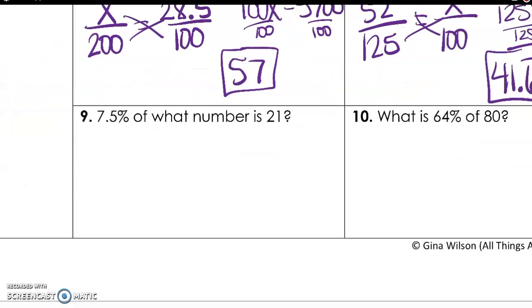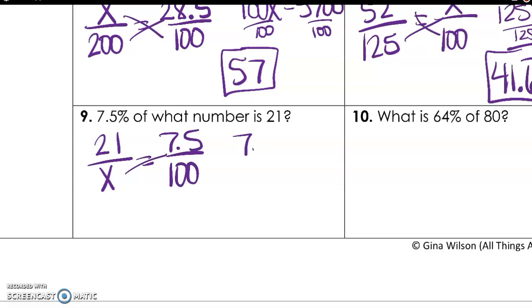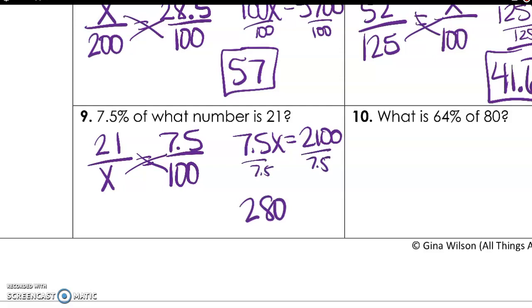Number 9, 7.5% of what number is 21? So 21 over x, since we don't know the of, equals 7.5 out of 100. 7.5x equals 2,100. Divide by 7.5, and we get 280.